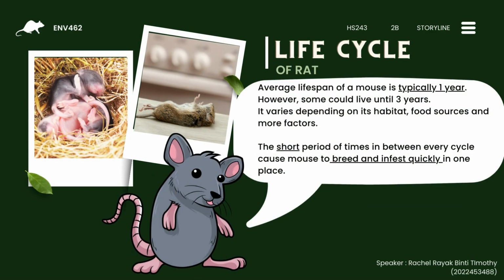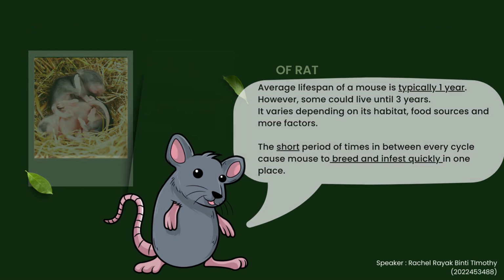Now, for the second storyline, the main character itself, that is the mouse, is going to explain its life cycle. Briefly, it will talk about the average lifespan. The dialogue that the mouse is going to say is, average lifespan of a mouse is typically 1 year. However, some could live until 3 years. It varies depending on its habitat, food sources, and more factors. The short period of time in between every cycle causes mouse to breed and infest quickly in one place.